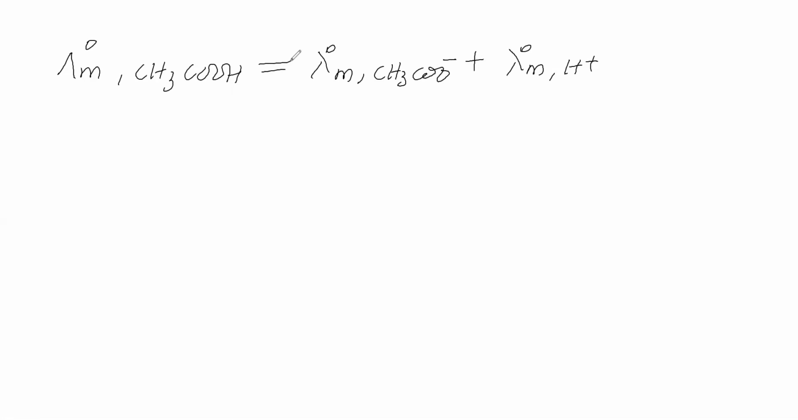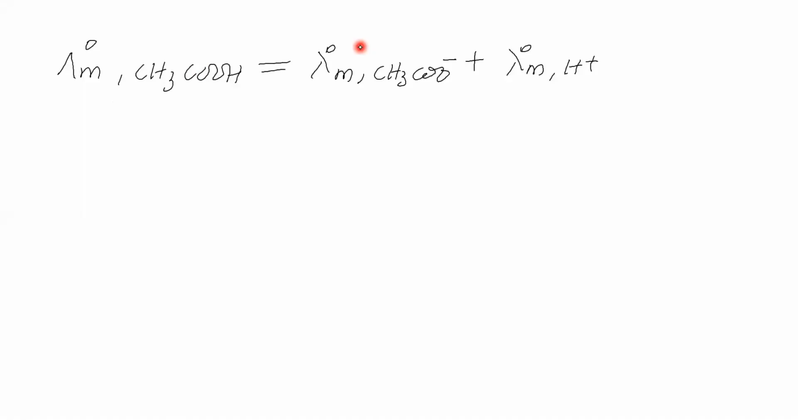Now see this point. Lambda m naught of acetic acid means which will contribute current. One is anion, one is cation. Anion is acetate ion, cation is H plus. So the sum of these two values is nothing but lambda m naught of acetic acid. This value we cannot get from the graph by extrapolation. So how to get this value?